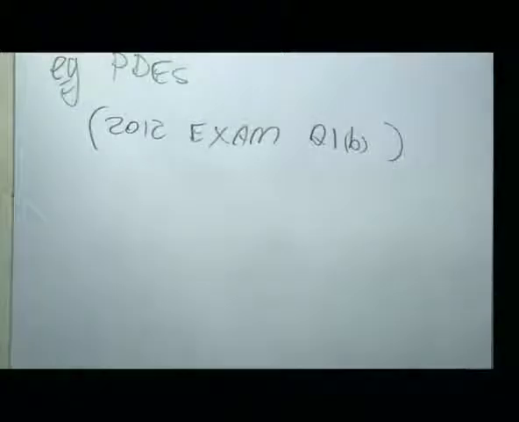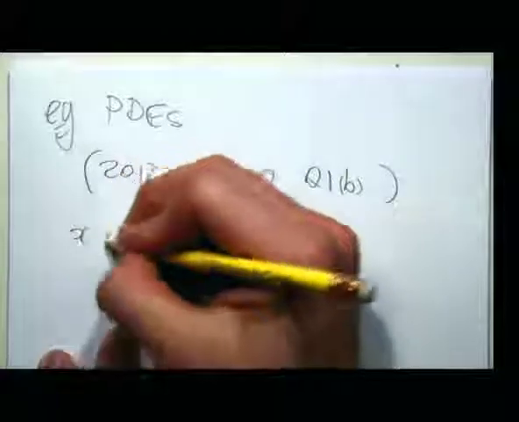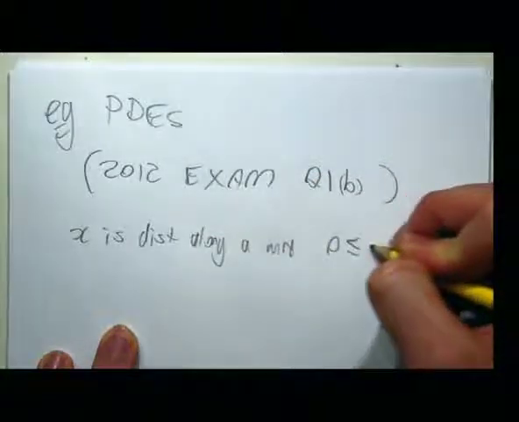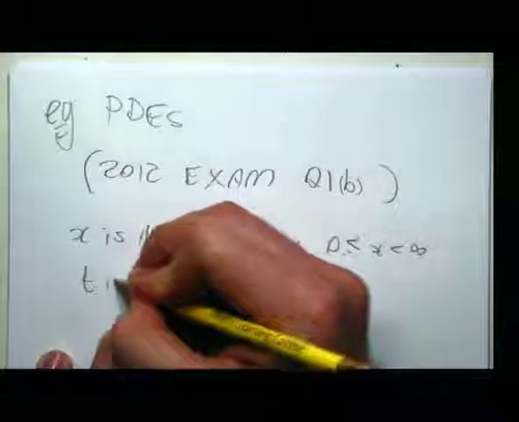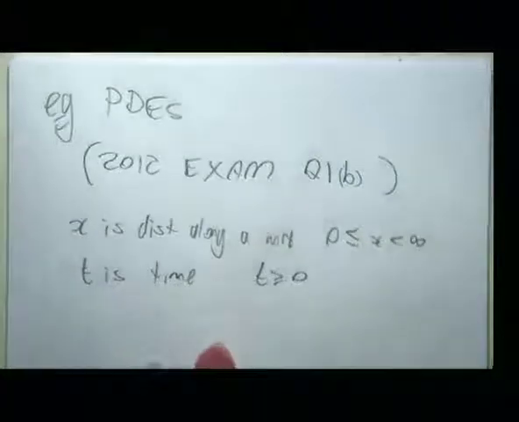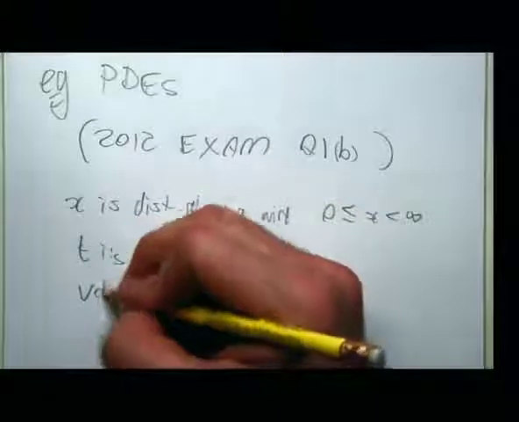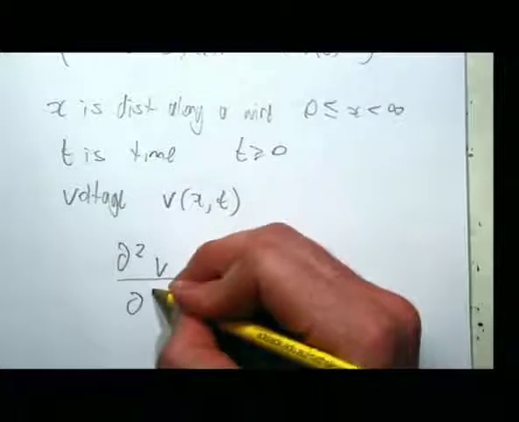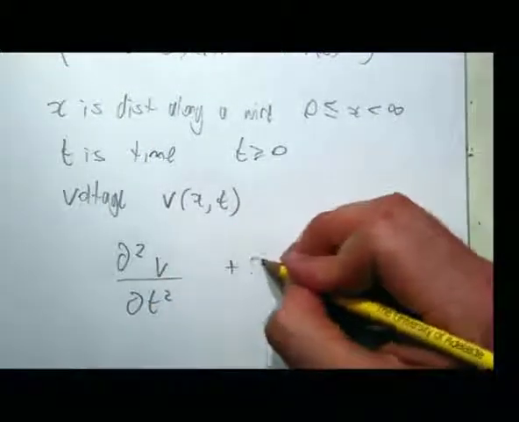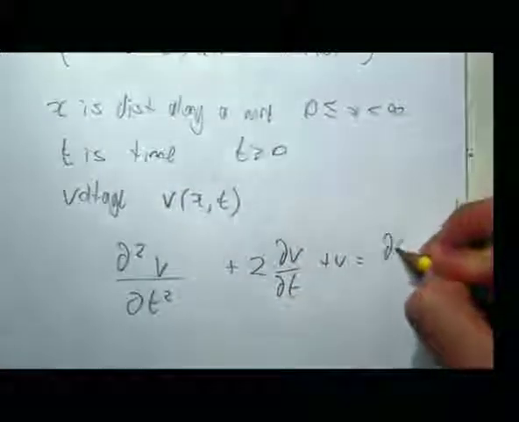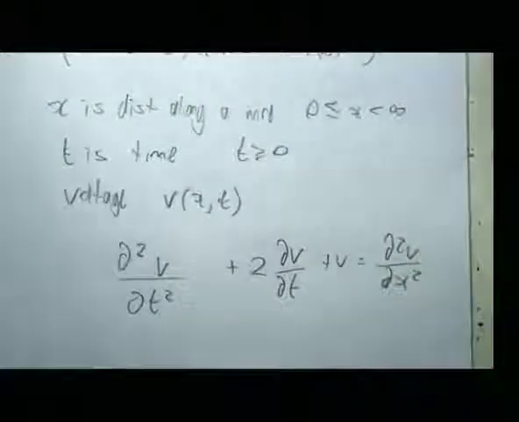Okay, so this one says x is distance along a wire, t is time, and voltage is V(x,t), given by the second partial of V with respect to t, plus 2 times the first partial of V with respect to t, plus V, equals the second partial of V with respect to x. Okay.